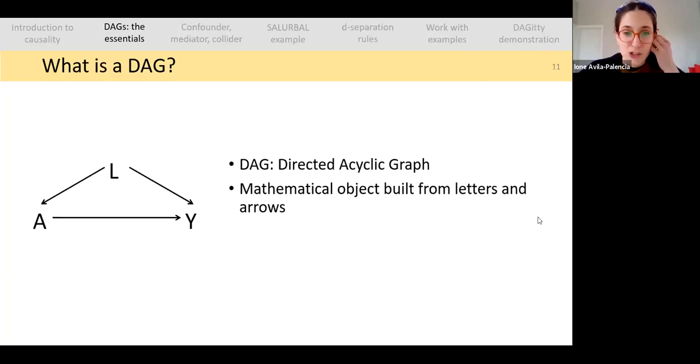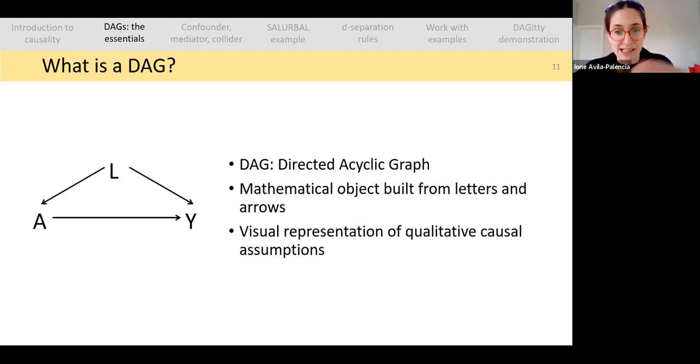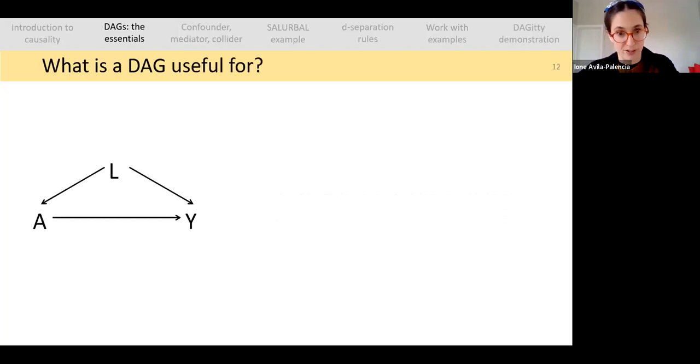Okay, now. A DAG is considered a mathematical object built from letters and arrows, and it's a visual representation of qualitative causal assumptions. We will talk a bit more about this.